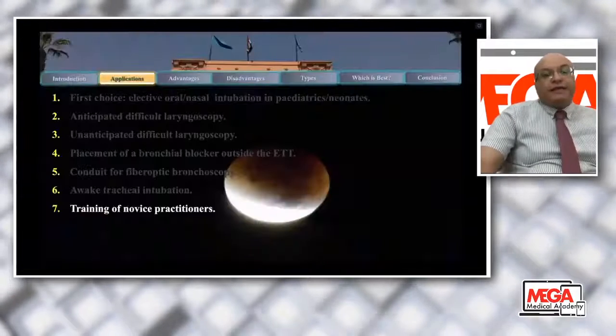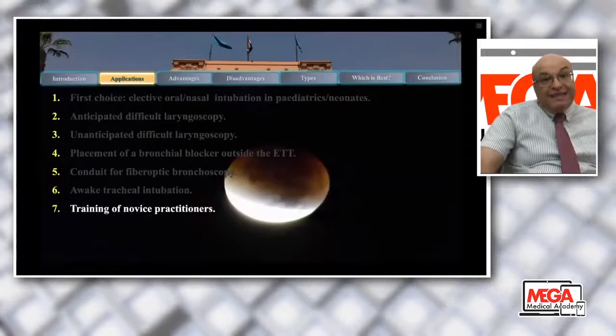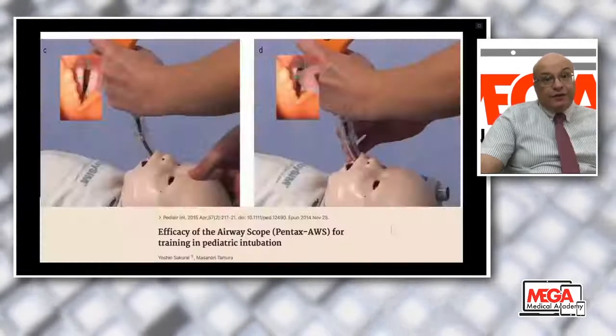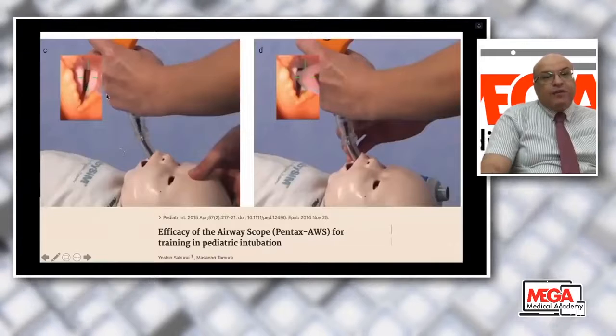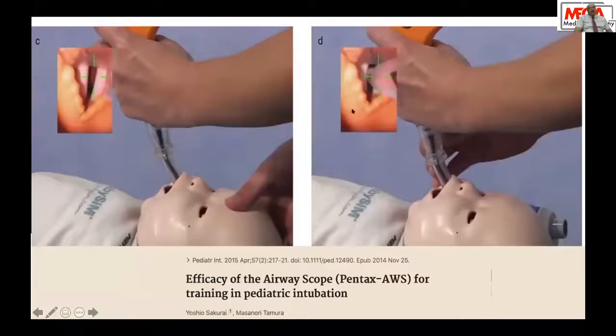Training of novice practitioners could be facilitated with the use of video laryngoscopes because we have a remote screen. So you are sharing information between the mentor and the trainees to facilitate training of people before going to live patients. Here is an example of the efficacy of the Airway scope from Pentax for training of pediatric airway.